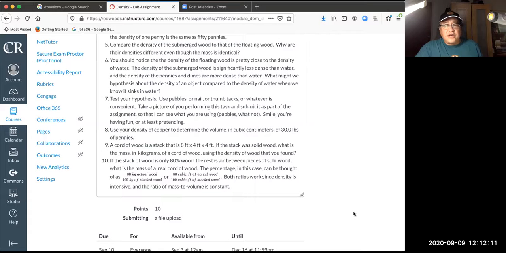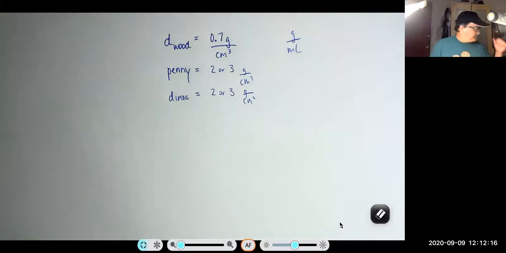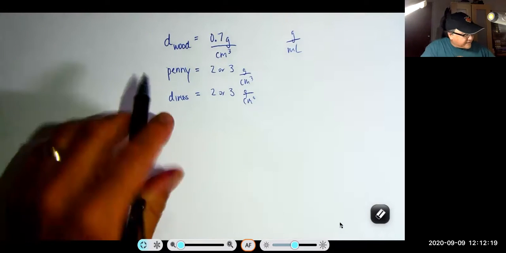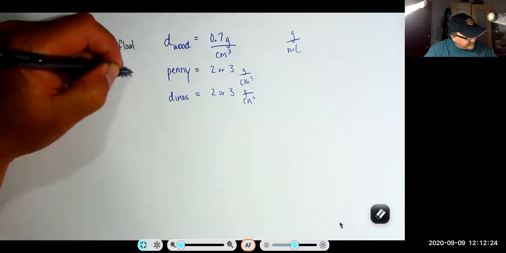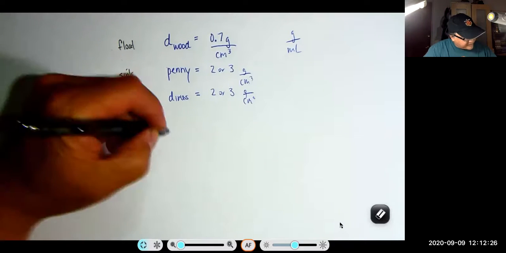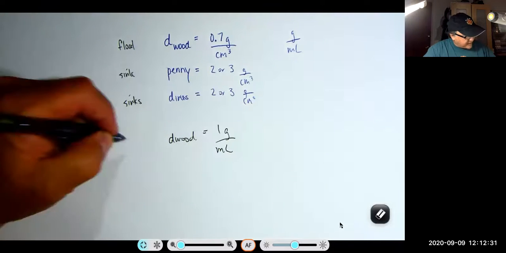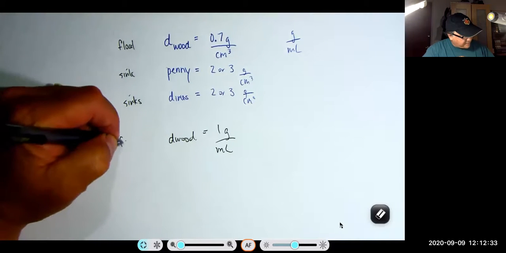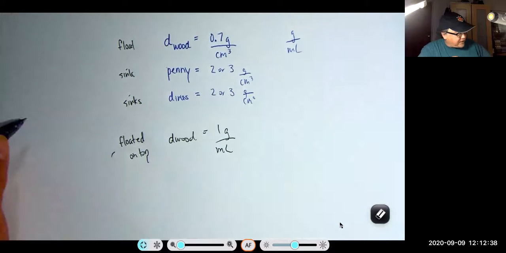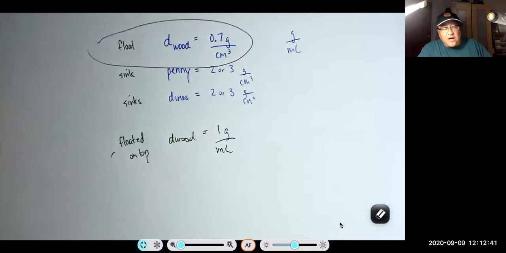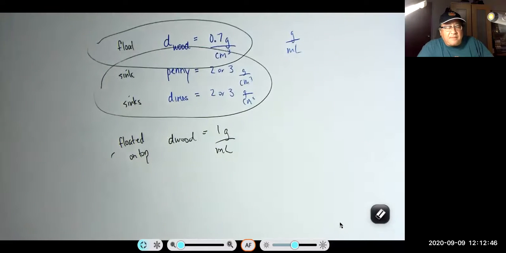So I'm going to go to a new share here. And here's my new share. So I've got the density of this. Now this floats, this sinks, and when the density of the wood was equal to 1 gram per milliliter, it basically floated on top, right? So here it looks like if it's less dense than 1, it floats, and if it's more dense than 1, it sinks. That would be your hypothesis, right?